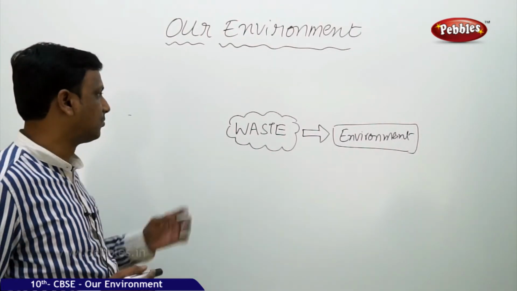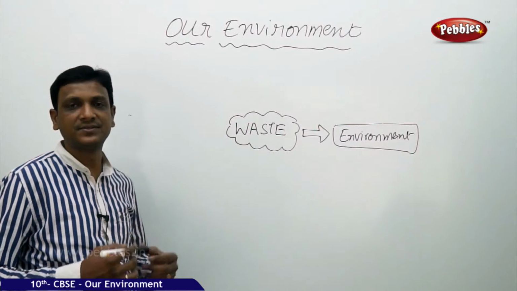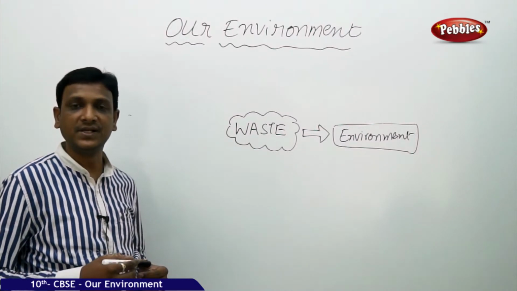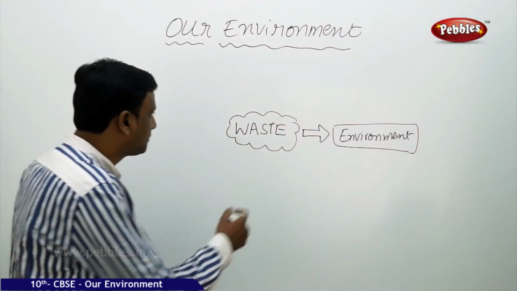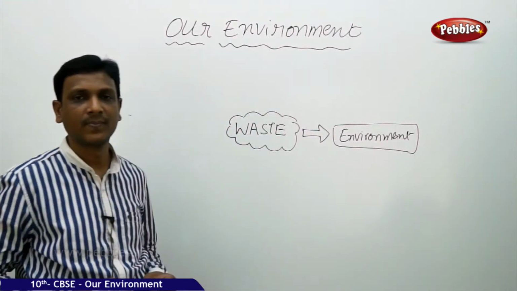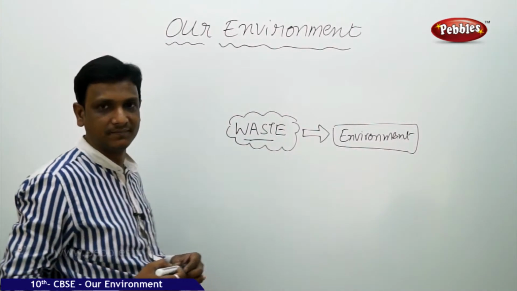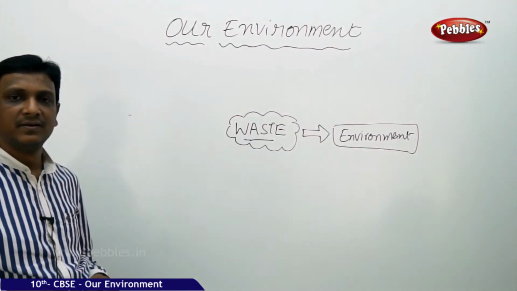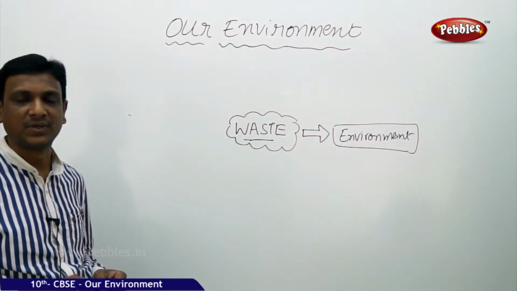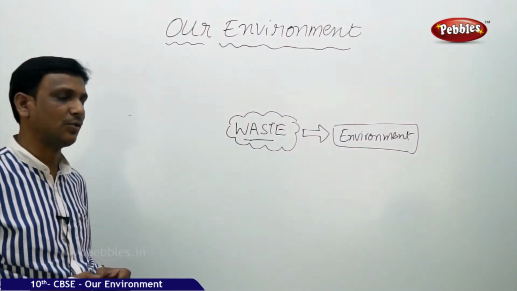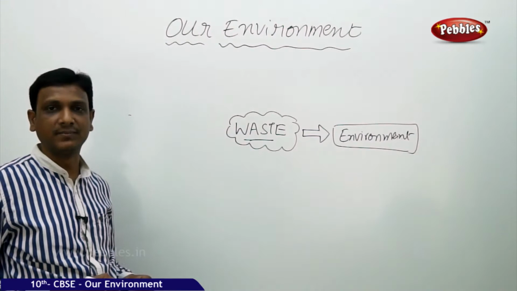Now let us see the first one. The human activity that disturbs the environment, the major human activity is adding waste to the environment. What is waste? What does it mean? Waste is something which is useless, purposeless, which is thrown into the environment, which is naturally not a part of the environment.